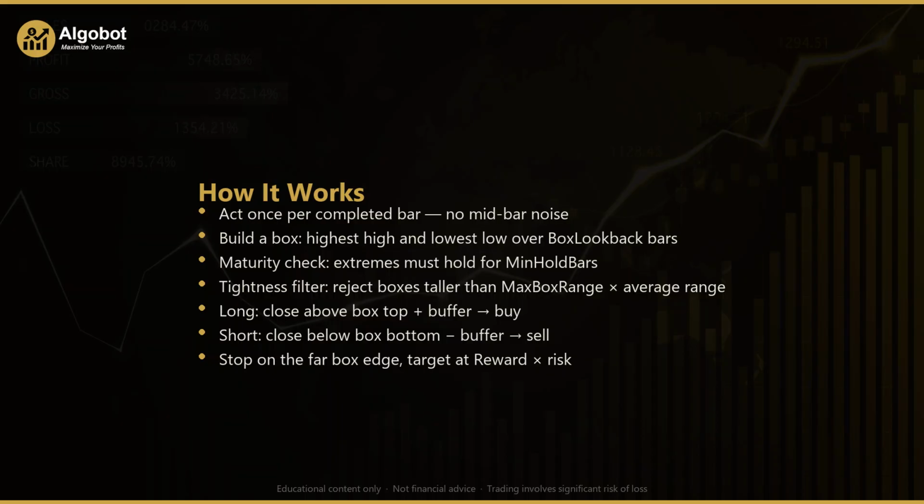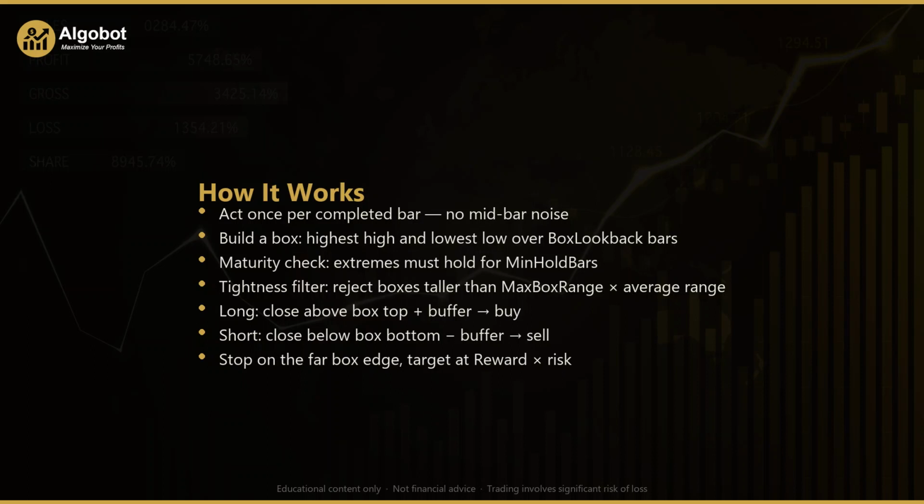Now the breakout. The strategy detects a long signal when the bar that just closed closes above the box top by a small buffer. That buffer is a fraction of the average range, set by buffer multiplier, and it filters out marginal pokes through the edge. When that happens, the EA signals a buy at the ask price. The stop loss is placed just below the box bottom, a structural stop on the far side of the range. The take profit is set at the reward multiple times the risk, so with the default reward of 2, the target sits twice as far away as the stop.